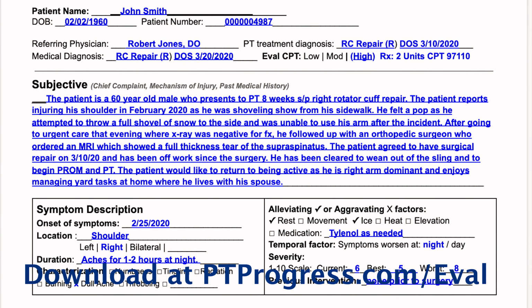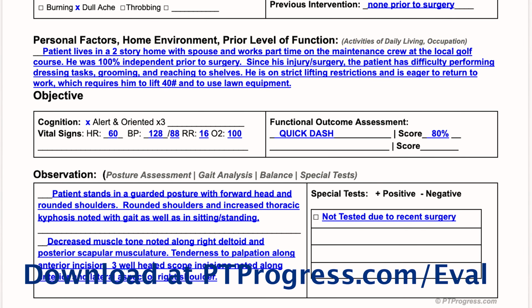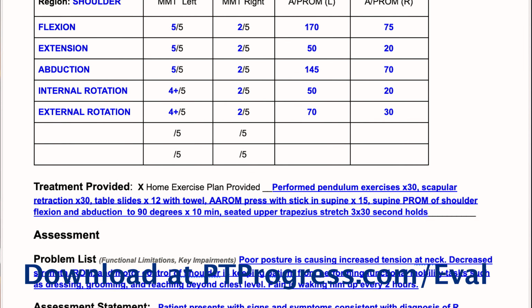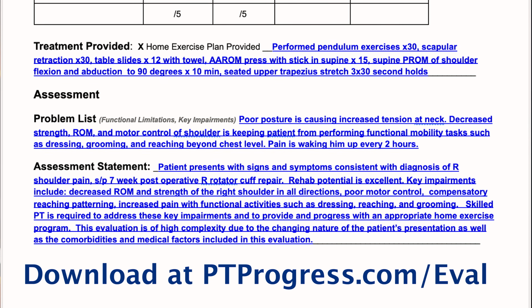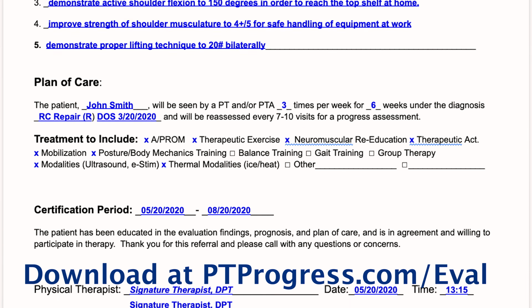Here's an example of a full therapy evaluation. They're usually about 3 to 4 pages in length, depending on the EMR that you use and how detailed that you are in your writing. But this is the basic structure of an evaluation, and this is what they look like in general.